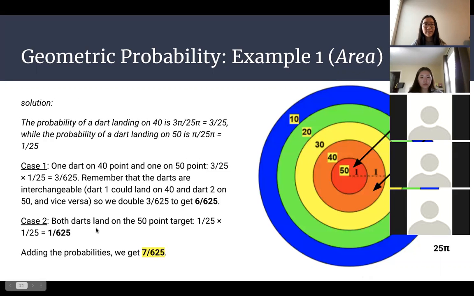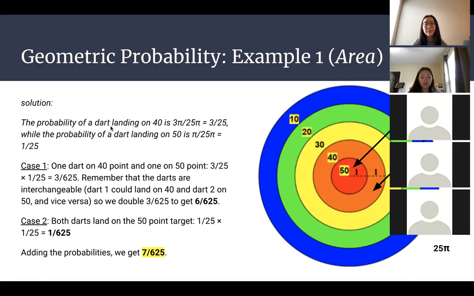Oops, sorry. And then case 2 is when both darts land in the 50-point target. So that's going to be 1/25 times 1/25, which gets us 1/625. And we add those cases together to get 7/625.